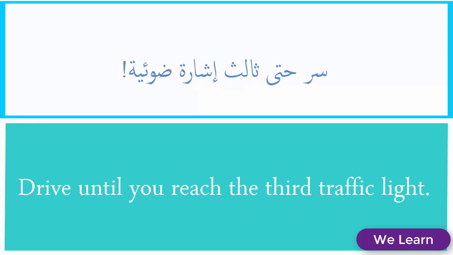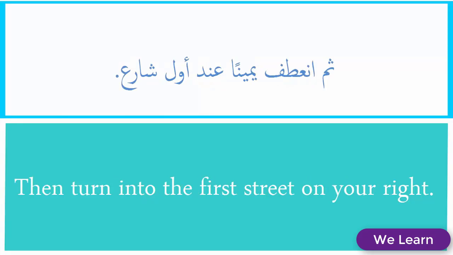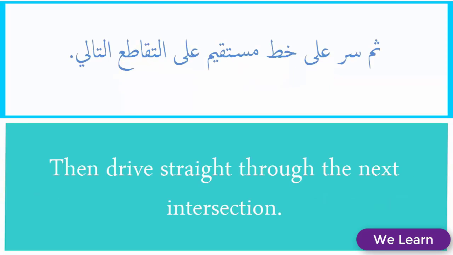Drive until you reach the third traffic light. Then turn into the first street on your right. Then drive straight through the next intersection.